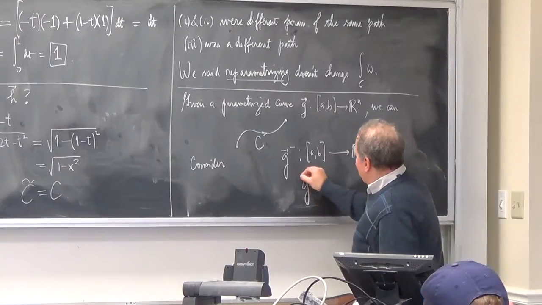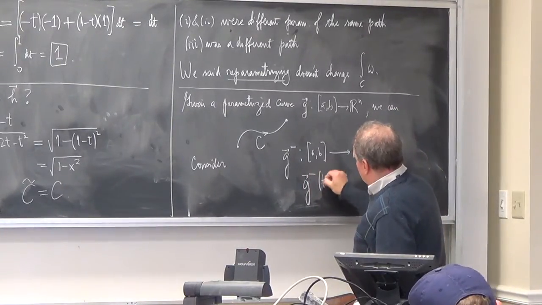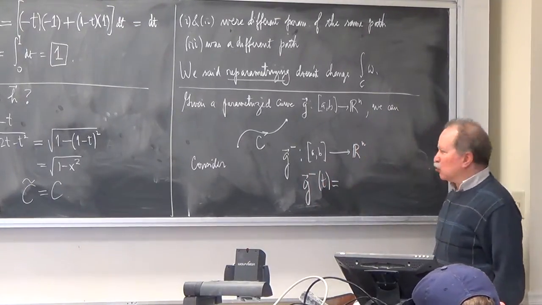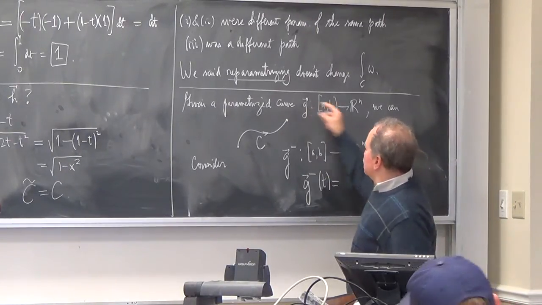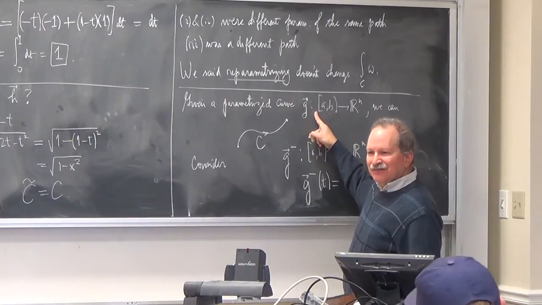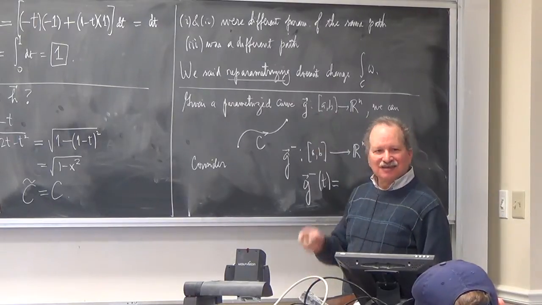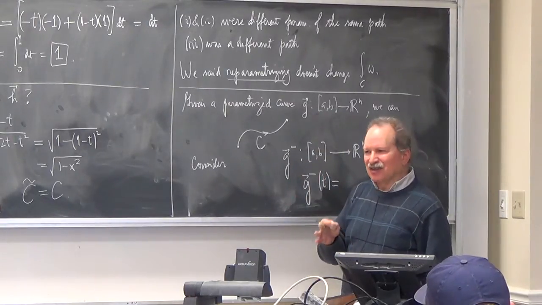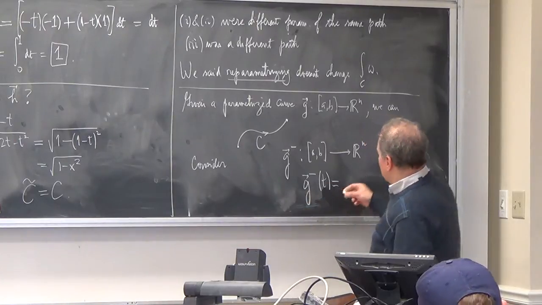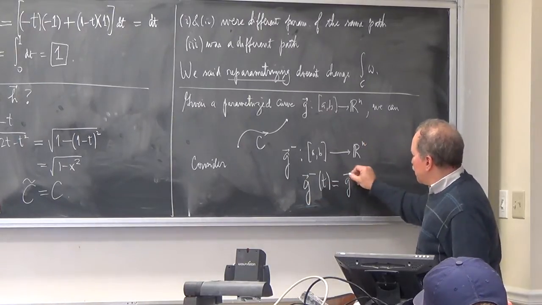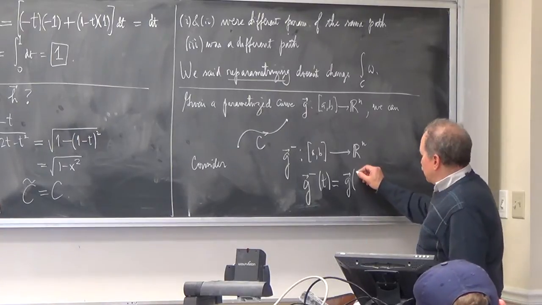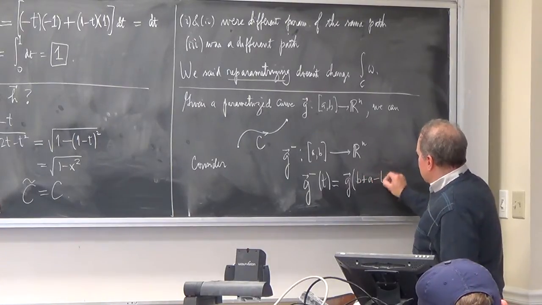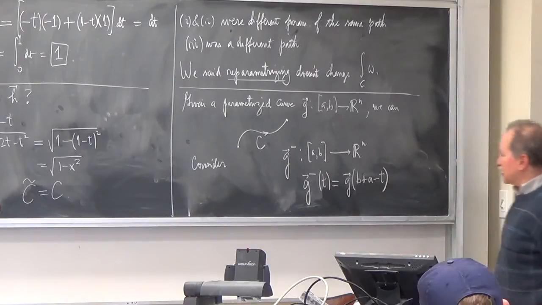So what am I going to do? I'm going to do exactly what I was just talking about to Ken. I want to run backwards from B to A. But I don't know how to write down t goes from B to A. You could say it in words, but here's what I'm going to do. I'm going to take g of B plus A minus t. Does that work? Let's think about it.